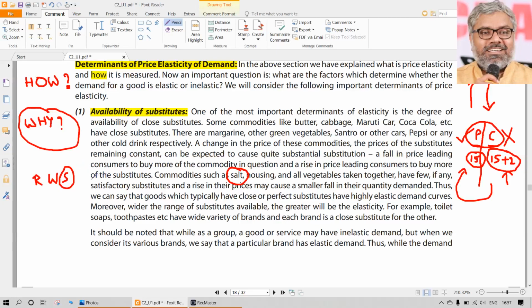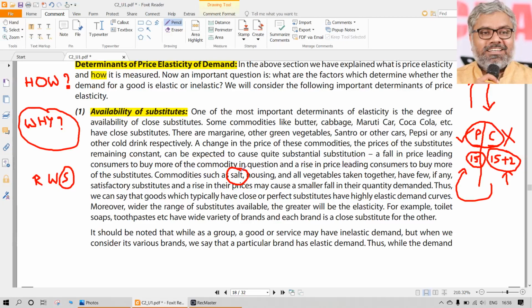Why? Because it has no close substitute. When substitutes are there, price elasticity will be high. When substitutes are not there, then the price elasticity will be low. So in this example, if you consider Pepsi and Coca-Cola as substitutes, they will have a high price elasticity of demand. Salt, since it does not have any close substitute, will have less price elasticity of demand.